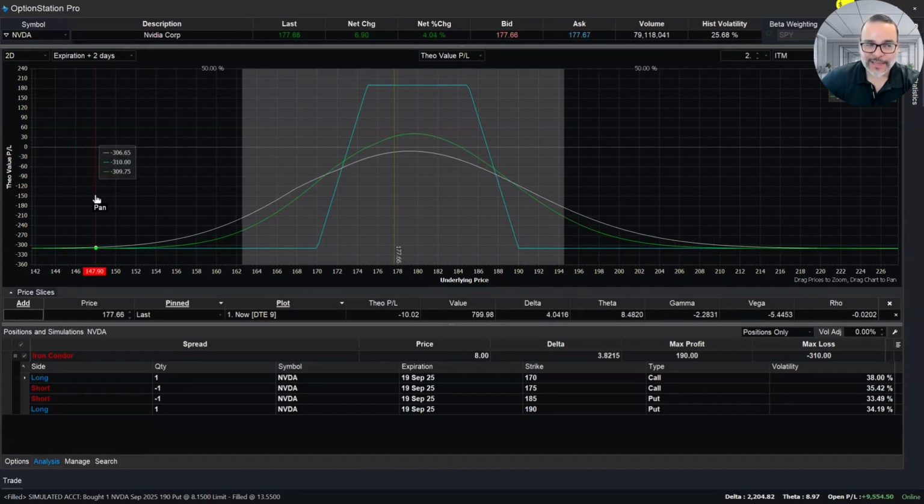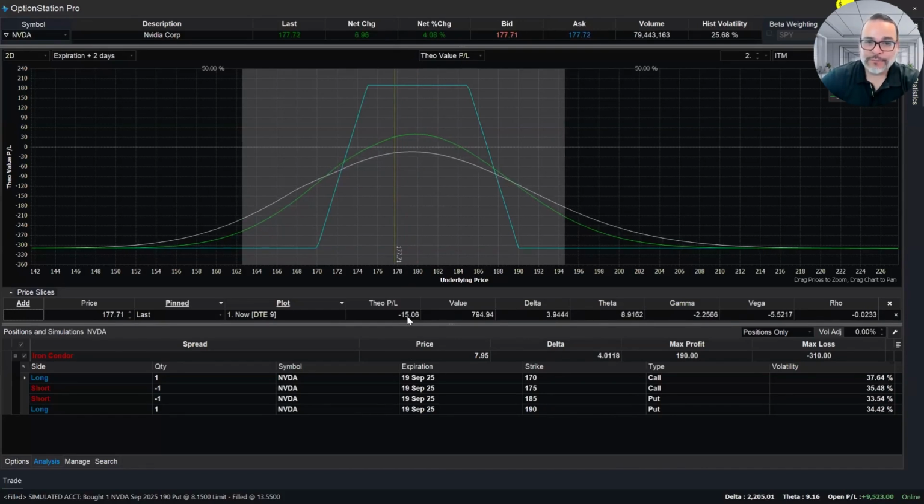One thing that I like to do is play with the other two lines. The other two lines are the value of the spread at different dates until the expiration. The white one, the one that we're looking at right now, that's the valuation right now. And you can see that as of now, this particular spread is losing money because it's below the zero dash line. In fact, if you look over here at the bottom, you can see the theoretical P&L. I'm losing about $17 as we speak.